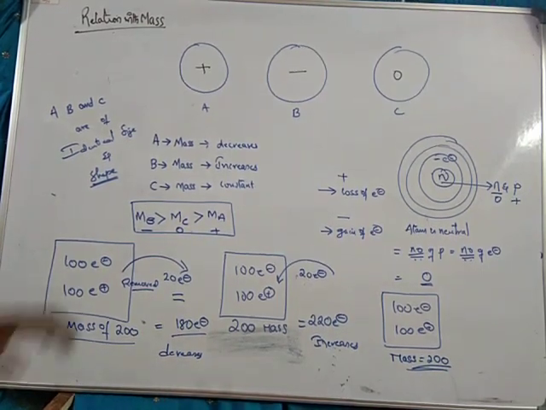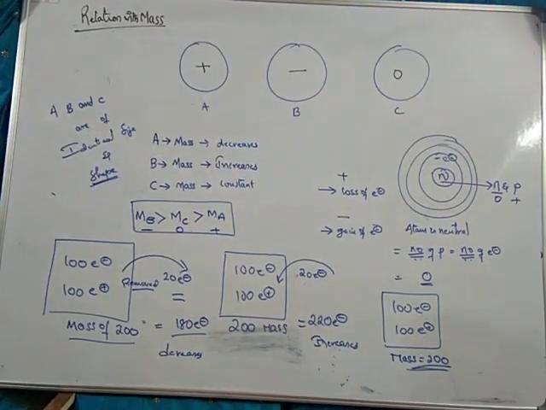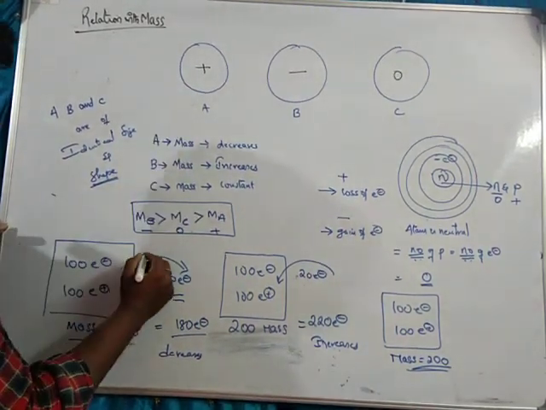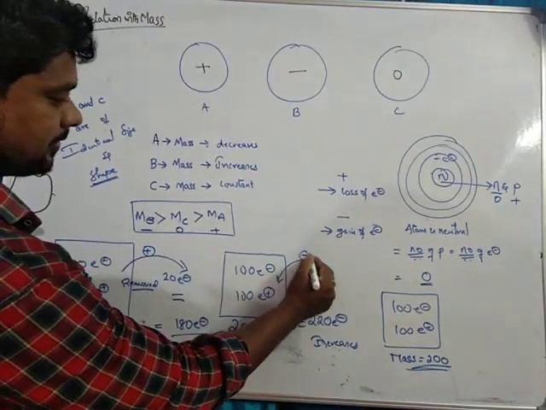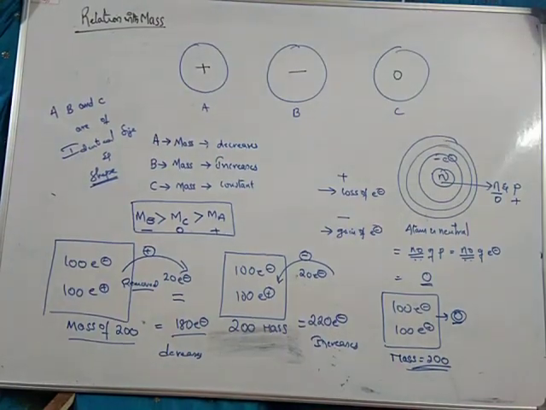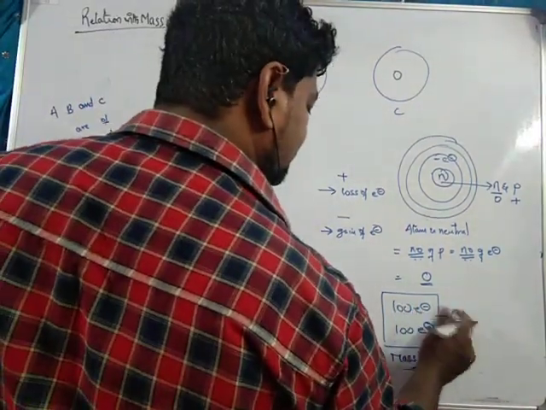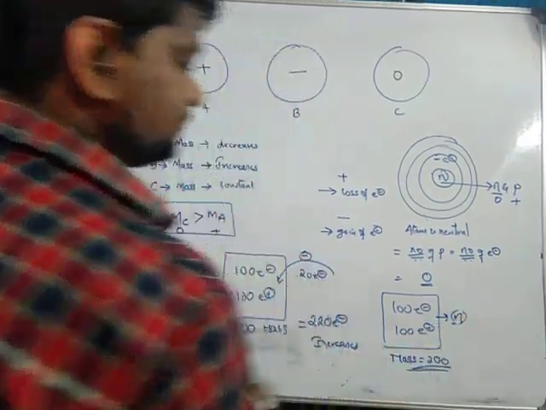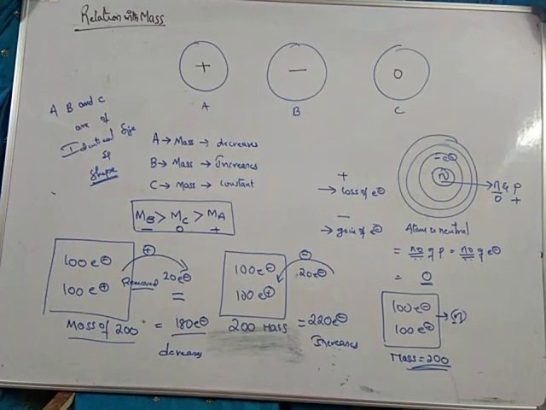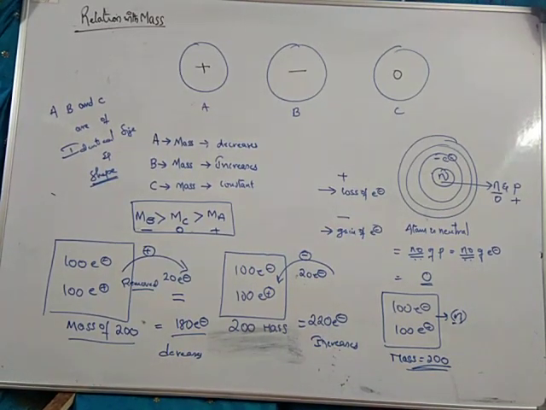So according to this example, positive means electrons removed. This is a positive charge, this will be a negative charge, and this will be a neutral charge. And it's a relation: whenever we remove electrons, the mass will be reduced. Whenever we add electrons, the mass will increase. Whenever we neither add nor remove, the mass remains the same.